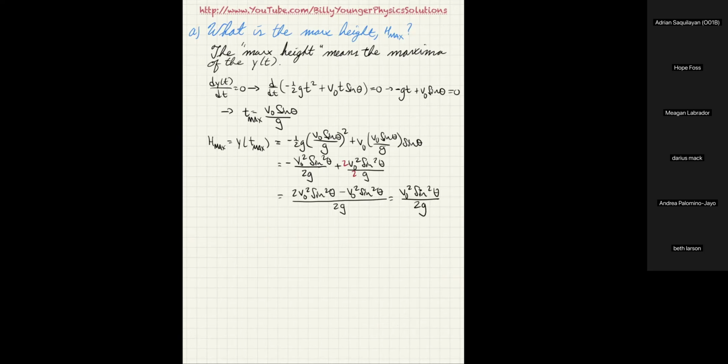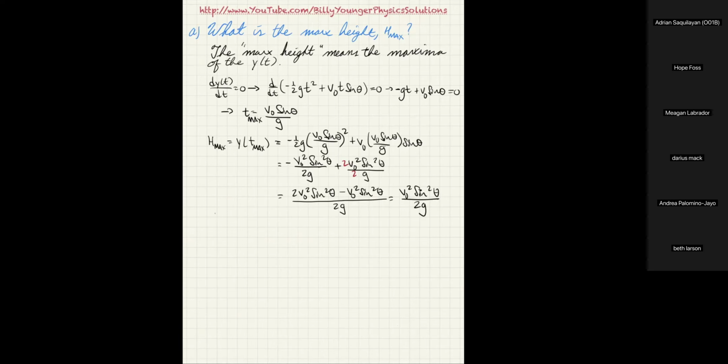over 2g. And if you look at that, the units for v0 would be meters per second. And then when you square it, it'd be meters squared per second squared. And then if you divide that by g, g has units of meters per second squared. So you're just going to get meters out. And that's exactly what we expect.